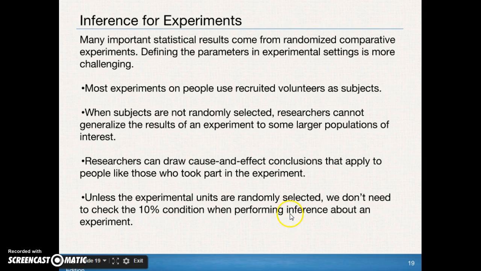Another thing to be careful of is that unless the experimental units are randomly selected, we don't need to check the 10% condition when performing inference about the experiment. Again, because we're not sampling, usually they're volunteers. So this condition doesn't really make sense to talk about, is it part of the sample if we're just having people volunteer.